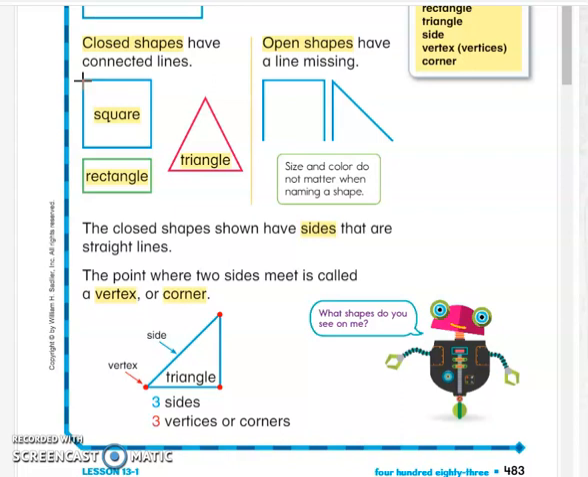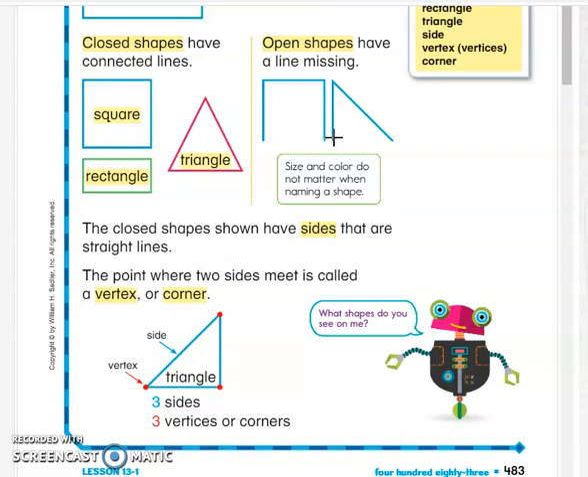All right? Now, let's look over here where it says open shapes. Open shapes have a line missing. So that means if I started here and I started to trace this square all the way around, I can't get back over to where I started because there's no line there to connect it.